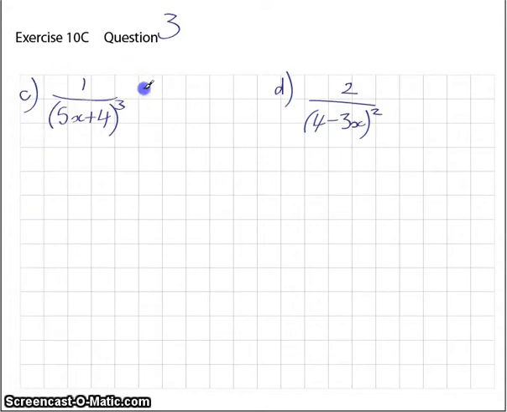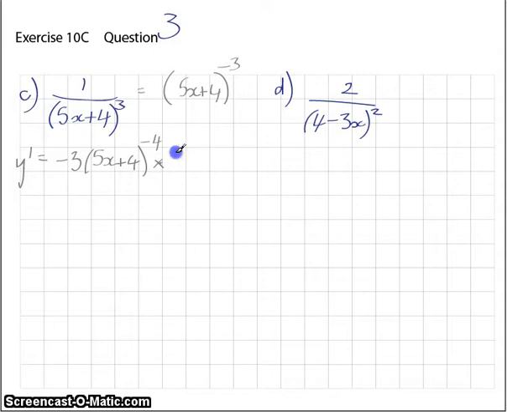Okay, so again, same deal. We're going to write this as an index first. And then I'm going to start with my first derivative being the derivative of the outside times the derivative of the inside, which is 5. Neaten this up, minus 15.